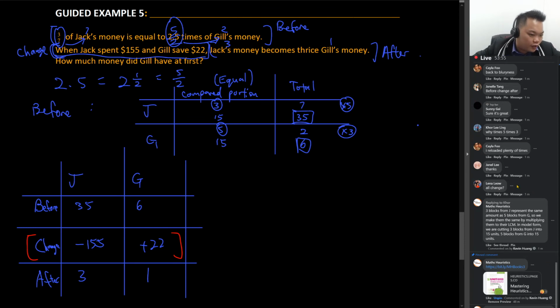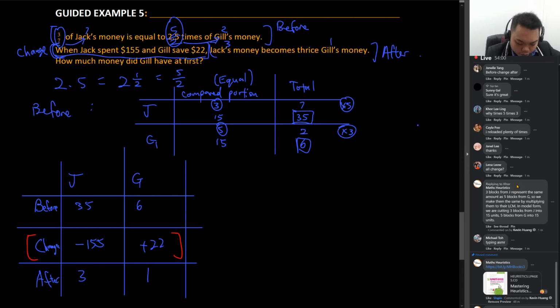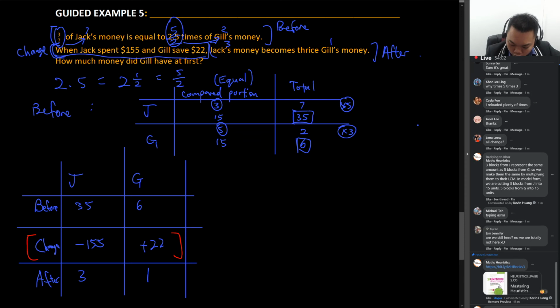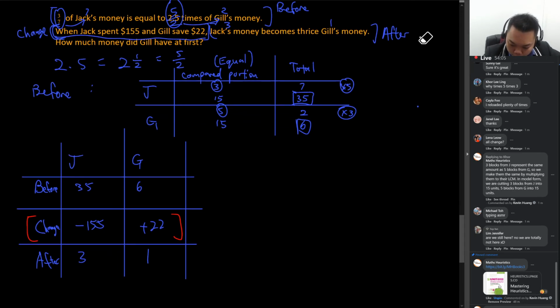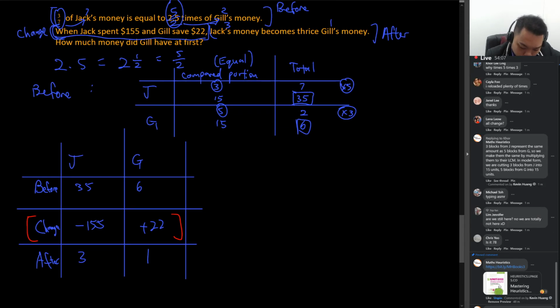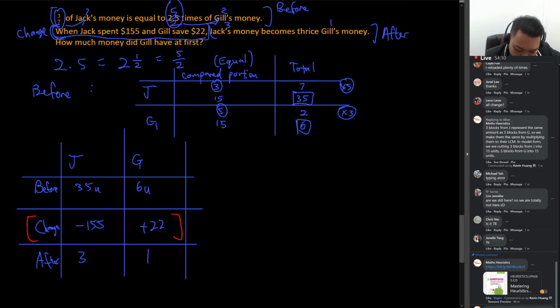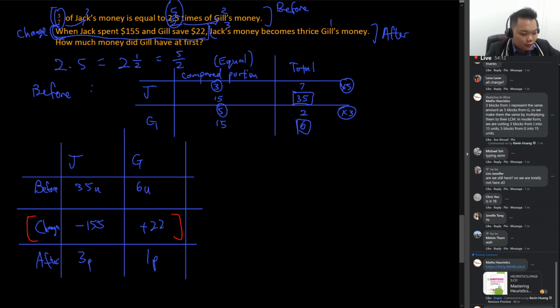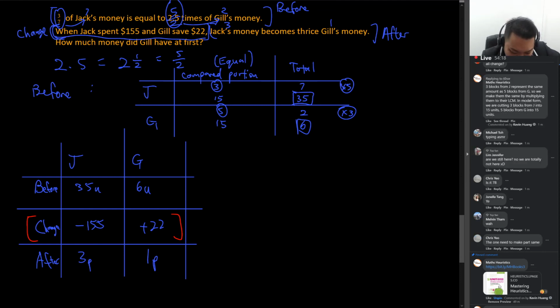All change. Yes, Dina, you're correct already. Everything changes. So over here, in order to deal with an all changing quantity problem, you will need to say that this is 35 units, 6 units, 3 parts, 1 part. And once we got that, we will have 35 units minus 155 giving you 3 parts, then 6 units plus 22 to give you 1 part.